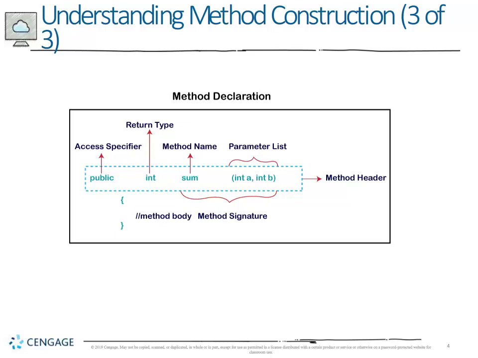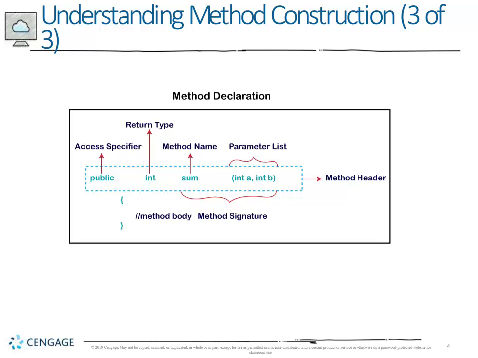Parameter list. It is the list of parameters separated by commas and enclosed in a pair of parentheses. It contains the data type and the variable name. If the method has no parameters, we leave the parentheses blank. We always hear about the method signature. Every method has a method signature. It is a part of the method declaration. It includes the method name and the parameter list.